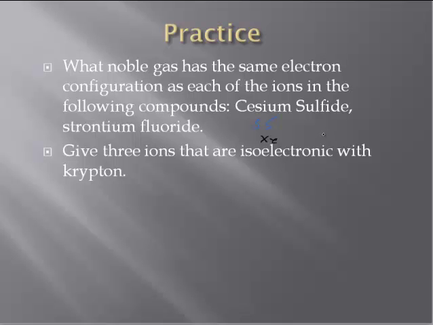Sulfur has 16 electrons, and it's going to gain 2 electrons. And then it'll have the same electron configuration as argon. So without me doing it, what would be the answer for strontium and fluoride? Well, for strontium, if you said krypton, you did well. And for fluoride, if you said neon, you did well. So there you go. Now, pause the video for a second and give 3 ions that are isoelectronic with krypton.